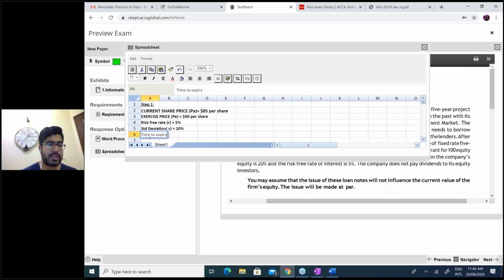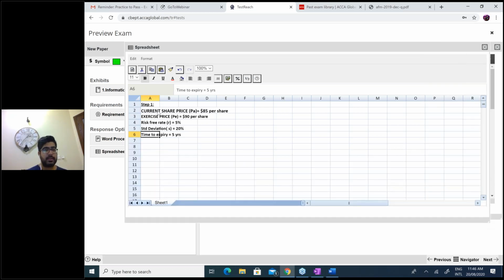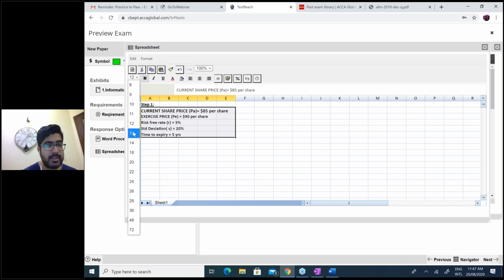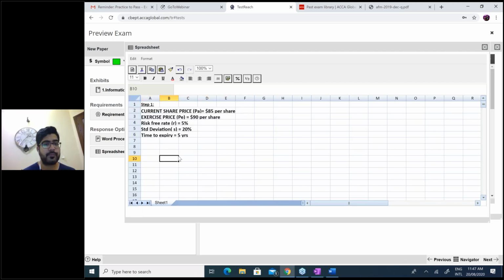All this would be given in the question. If anyone asks how did this value come, I have one answer: it's given. Okay, so this is the first step. Current share price, the exercise price, the risk-free rate, the time to expiry, and the standard deviation, because the question asks you to find the value of each option using Black-Scholes. So if you want to find the value of any option through Black-Scholes, it's a 5-step approach. Step 1, PA, PE, R, S, T. You have got those.